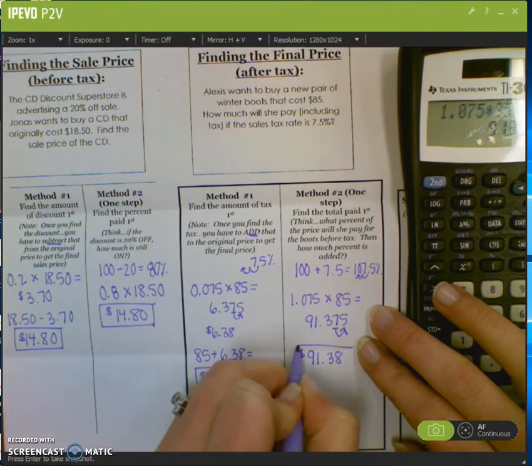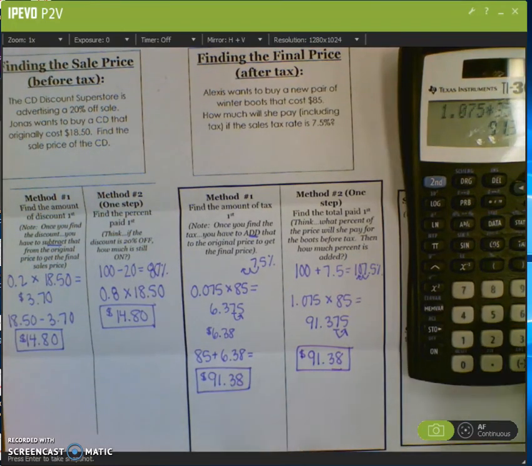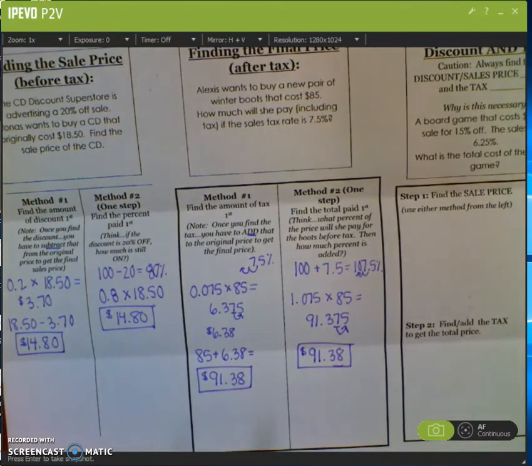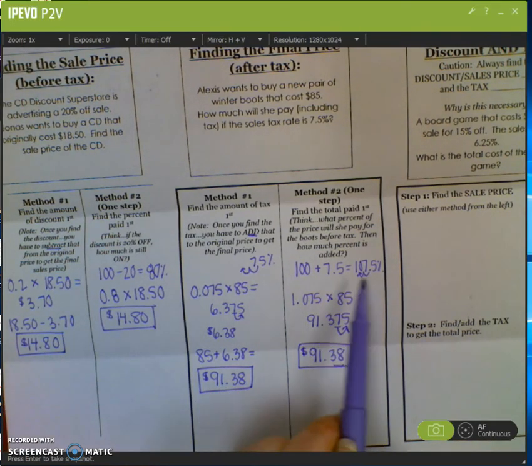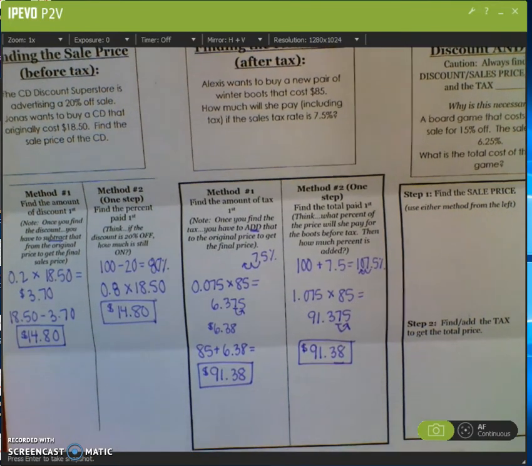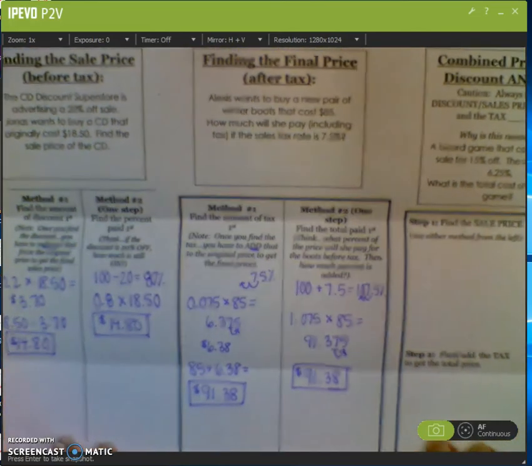I add my label. I've rounded to the nearest cent, and notice that I get the same answer either way, but this way is a little less work. It's only one step, whereas with the other way we find the tax and then add. Here we're just figuring out what percent we pay and multiplying. So two different ways. Either one works. At this point in time, you get to decide which method you prefer.